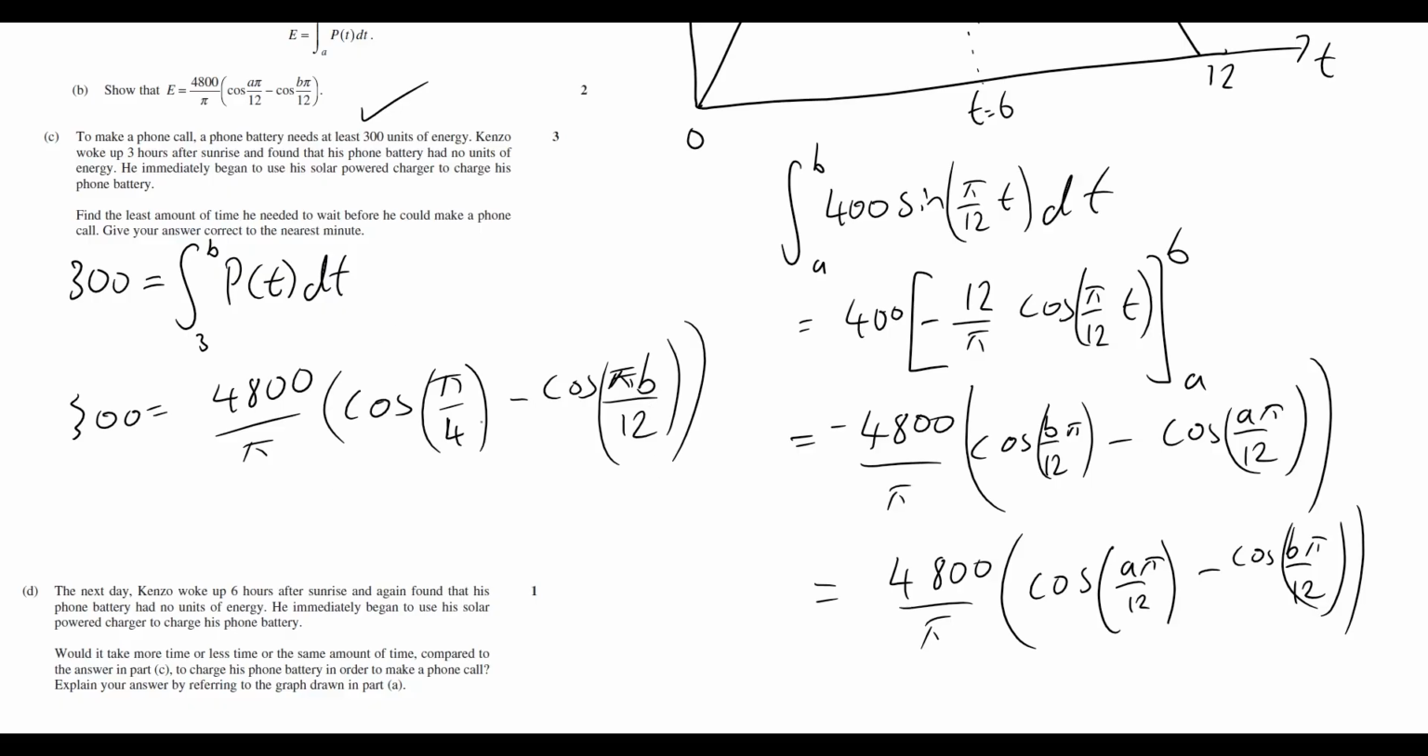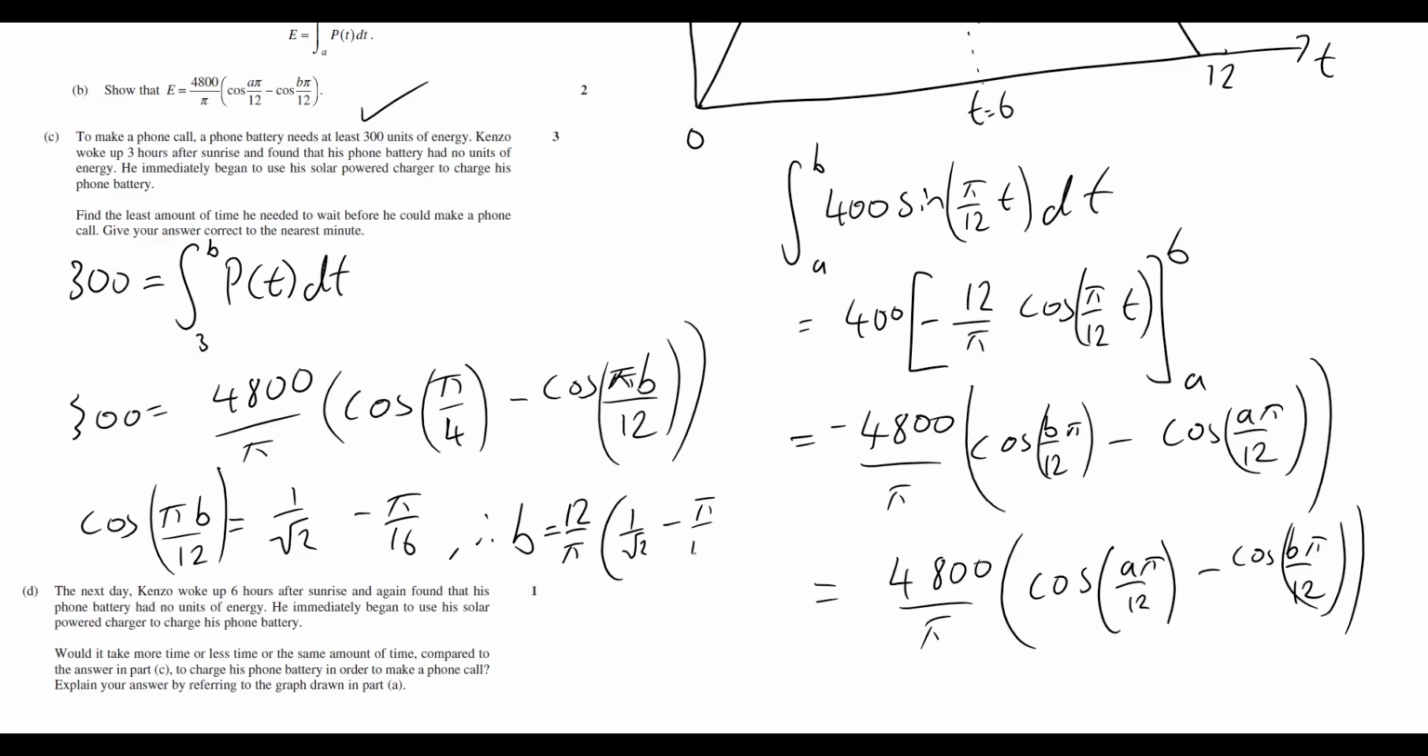Okay, so now all we need to do is simply start solving for b. So to do that, multiply both sides by pi, divide by 4,800, and let's see what we get. So after a little bit of working out, we should get that cos of pi b on 12 is equal to 1 on root 2 minus pi on 16. Let's just put some brackets around there. Okay, so all we need to do now is take the inverse cosine of both sides, and then we'll multiply by 12 and divide by pi, and we find that therefore b, so our upper integral limit, must be equal to 12 over pi, bracket 1 over root 2 minus pi on 16.